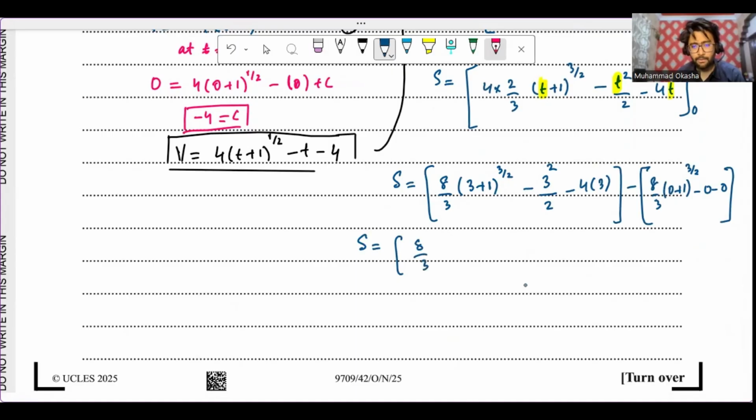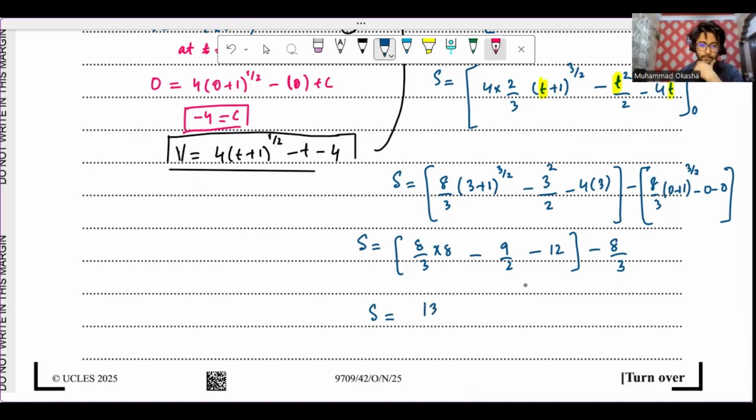So 8 over 3, 4 plus 1 to the power 3 plus 1 is 4 to the power 3 over 2, which is just going to be 8. I'll just write it as 8. Times 8 minus 9 over 2, minus 4 times 3 is 12, minus 8 over 3. I'll let you put this in the calculator. Altogether, you're going to get 64 over 3 minus 9 over 2 minus 12 minus 8 over 3.